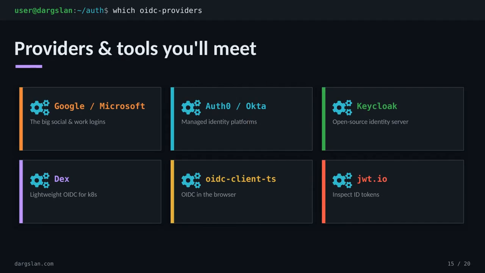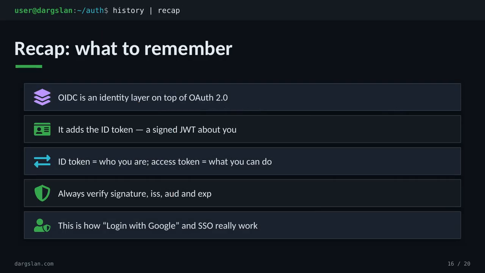Now that you know how to do OIDC right, let's look at who you'll actually be doing it with. On the consumer and enterprise side, Google and Microsoft cover most of your social and workplace logins, while Auth0 and Okta give you managed identity as a service. If you'd rather self-host, Keycloak is the go-to open-source identity server, and Dex is a lightweight option popular in Kubernetes land. For the browser, oidc-client-ts handles the flow for you. And when something looks off, jwt.io is your best friend for cracking open an ID token and inspecting the claims inside. So let's pull it all together.